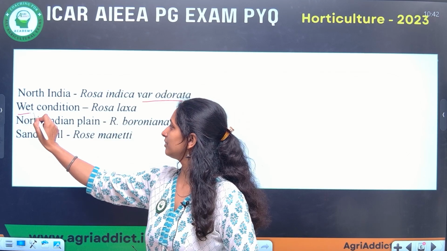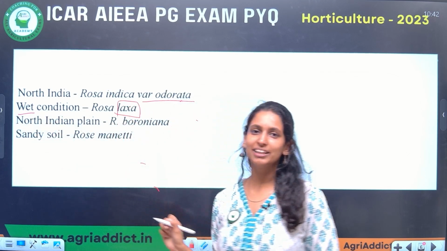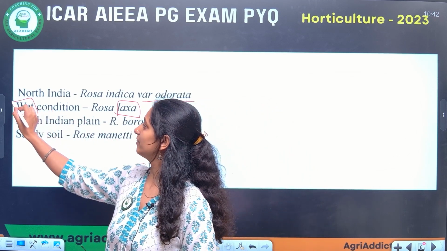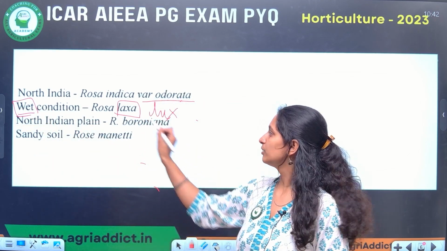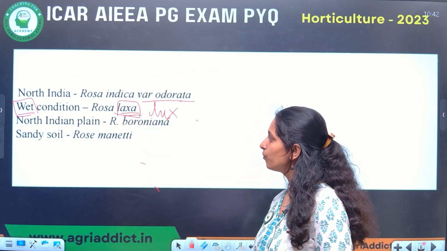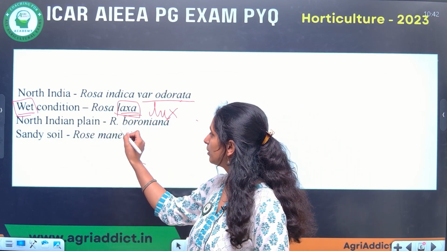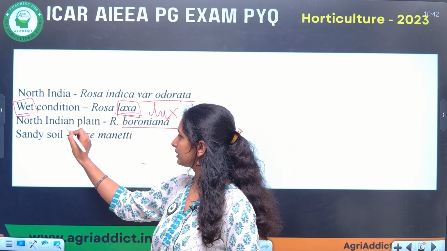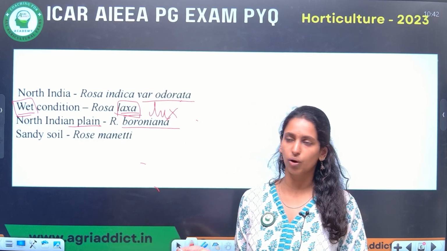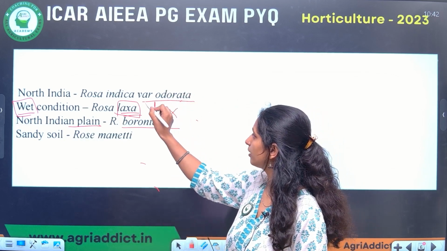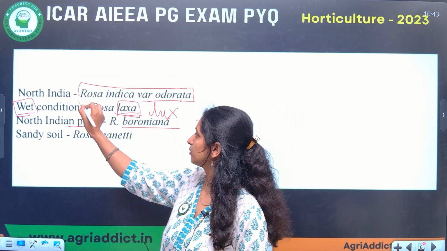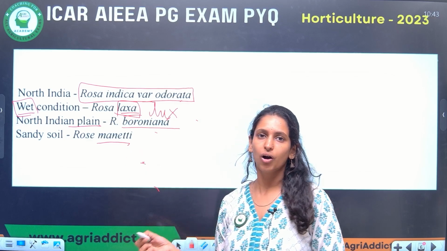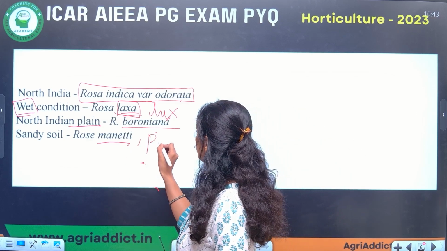Then for wet conditions, Rosa laxa. You can remember it like Lux soap in a wet condition. So the suitable rootstock for wet conditions is Rosa laxa. For the North Indian plains, Rosa bourboniana. Actually, the North Indian plains are different. If they ask about North Indian conditions in general, you have to mention Rosa indica variety odorata. This one only. And for sandy soil, Rosa manetti. Manetti is also suitable for polyhouse conditions.